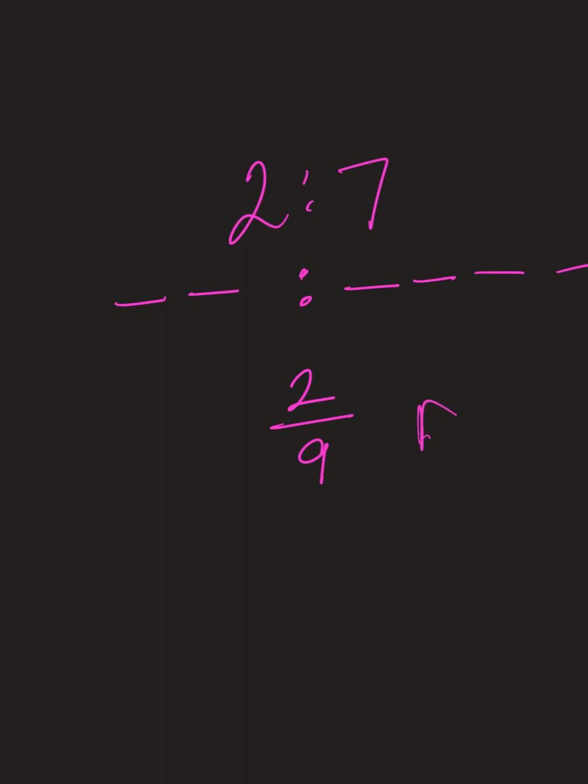Your assignment, if you have a ratio of 2 to 7, it's not 2/7. This means 2 sections compared to 7 sections. So 2 sections compared to 7. How many total sections is that? 9. So your fraction would be 2/9. So this would be the ratio that you would use in the problem. All right.